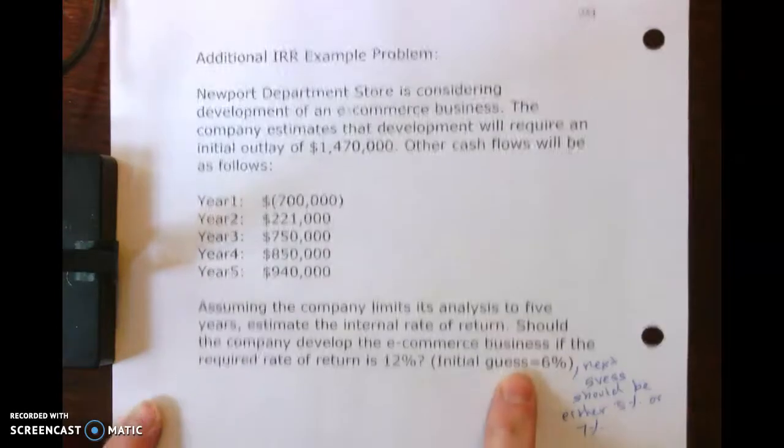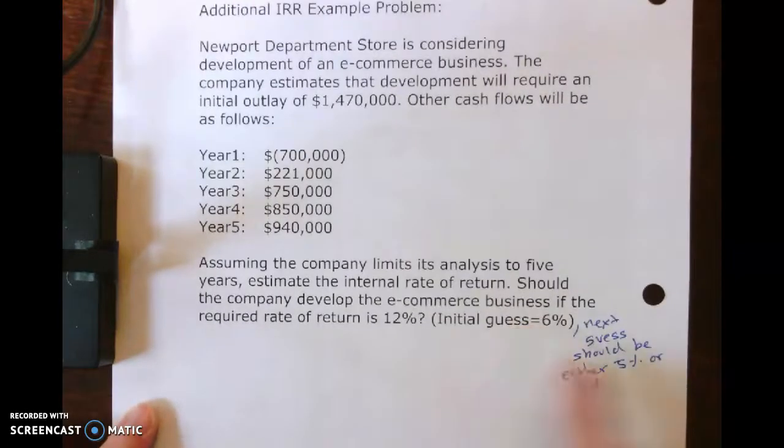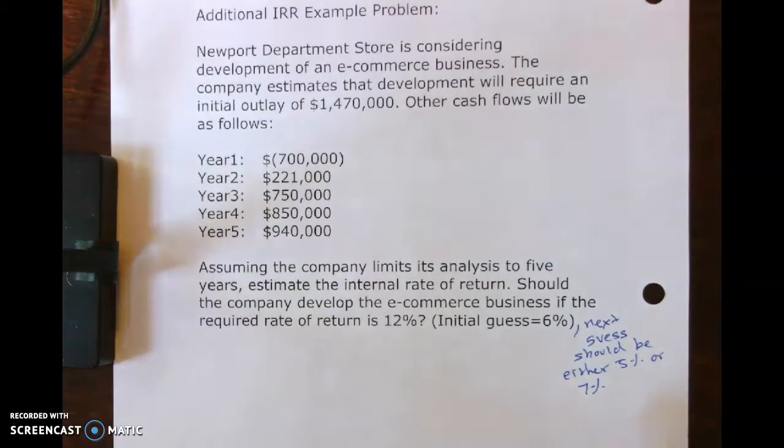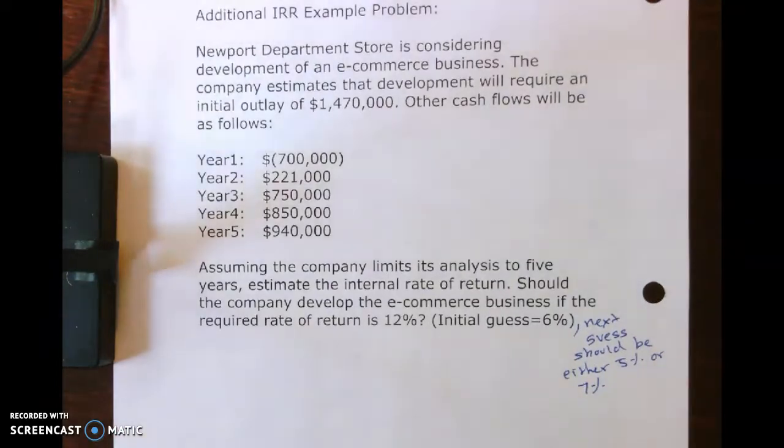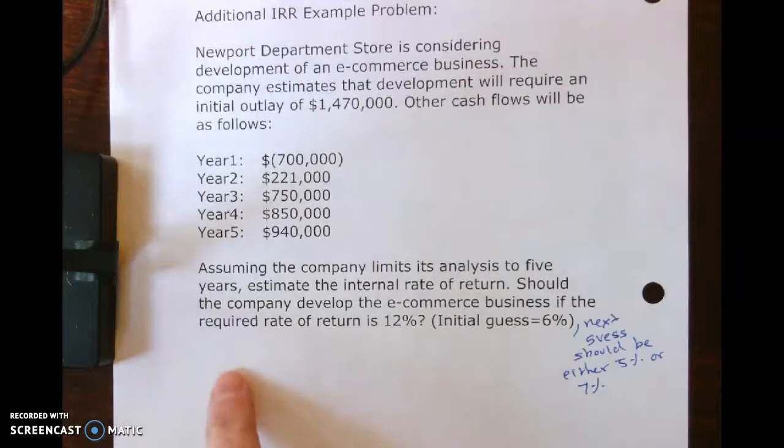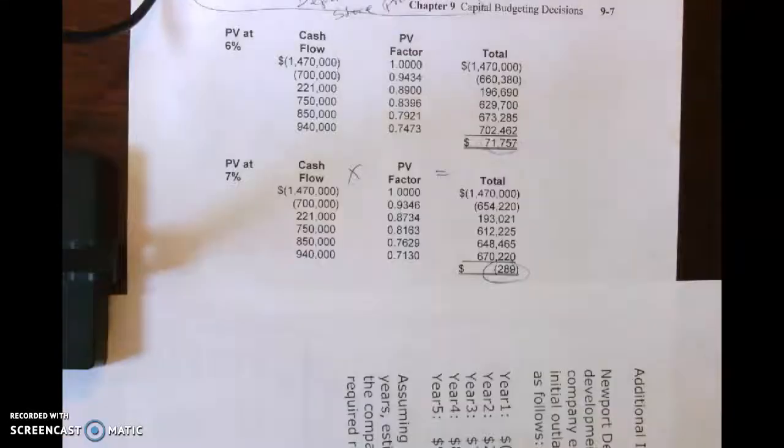I'm telling you, your initial guess needs to be 6%, and then your next guess either needs to be 5% or 7%. The way I want you to solve this problem is just like on page 283. I want you to set up a table just like on page 283 where you have your time, your period, or your year, and then you have the cash flow, and then you have the factor, and then you have the present value, and then you determine the internal rate of return. Okay, so let's check to see how you did.